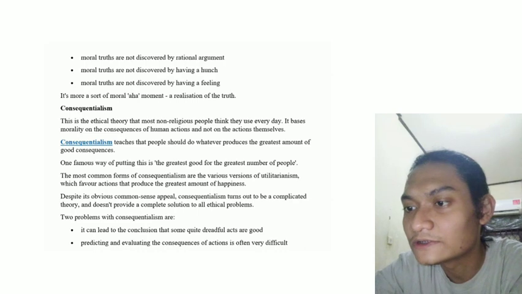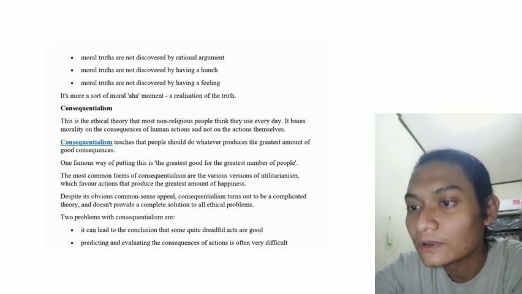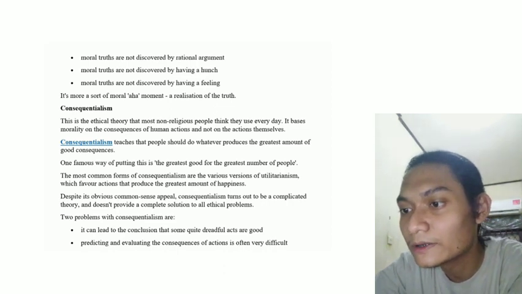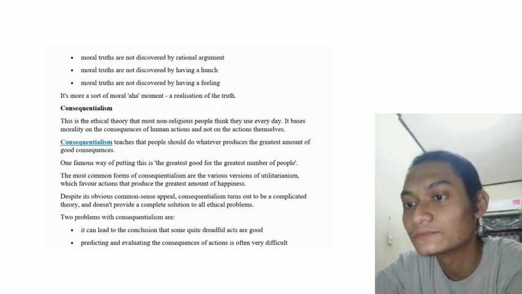Don't get confused with intuition. Moral truths are not discovered by rational argument. Moral truths are not discovered by having a balance. Moral truths are not discovered by having a feeling. It's more a search of a moment, a realization of the truth.